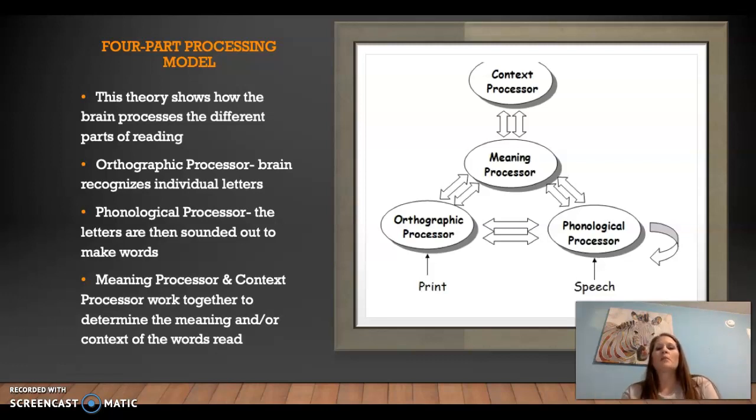Then it goes up to the meaning processor, and the meaning processor and the context processor work together to determine what the word they just sounded out meant. If they don't understand the meaning of the word, the meaning processor sends it to the context processor, where they try to put that word in context based on the words around it and the sentence as a whole, and it goes back and forth. If they can't come to understand what the word means in either processor, they're not going to comprehend that word, meaning they're not going to comprehend what they've just read as well.